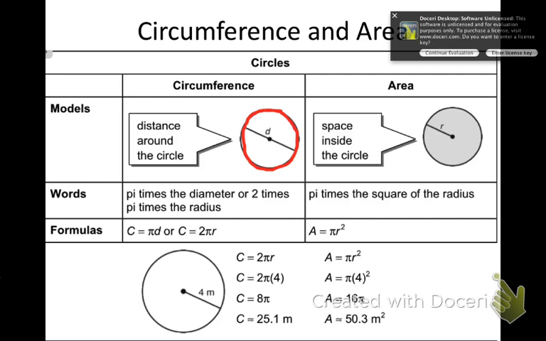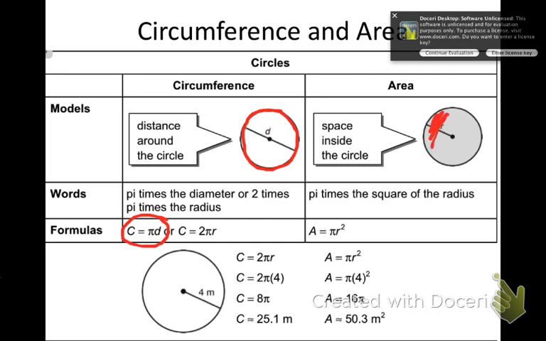I personally always like C equals pi times diameter. I like associating diameter with it. That helps denote the difference between area and circumference. Circumference needs diameter.